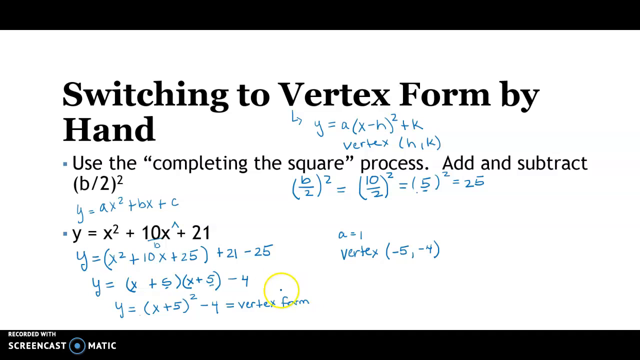And so you could go to your graphing calculator and graph this original one and find the minimum, which would be this point. Or you could graph our new form here, our vertex form, same exact formula, just a different format. And again, your minimum point would be this (negative 5, negative 4) vertex.